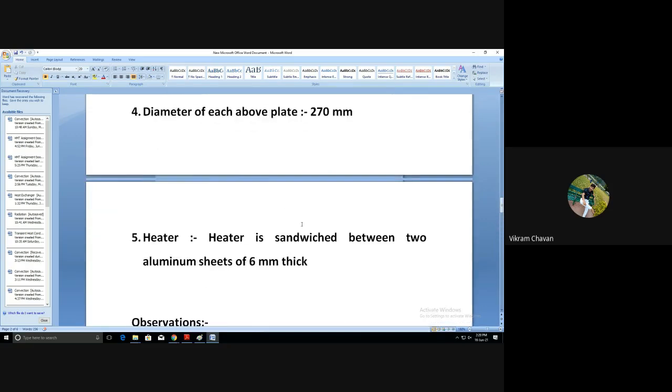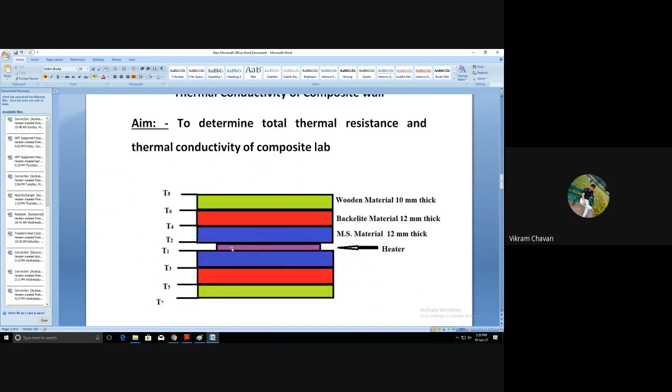Now consider this diagram. The heater is placed centrally, and we provide the heat input to this heater. That heat input will be considered as Q. How much amount of heat is transferred in the upward direction? That will be equal to Q by 2. The total heat generated by the heater is considered as Q, and out of that, half of the heat is considered as transferred in the upward direction, and half of the heat is transferred in the downward direction.